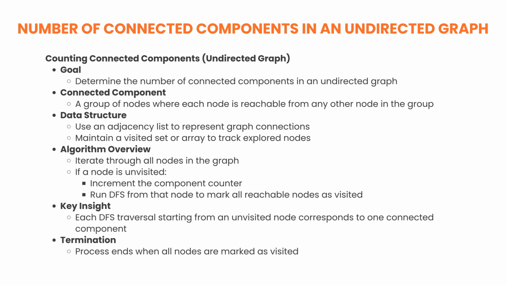The concept discussion. We're counting how many separate groups exist in an undirected graph. A connected component is a set of nodes where every node can reach every other node in that set. The strategy is straightforward. Build an adjacency list, then scan through all nodes. Whenever we find a node we haven't visited, that means we just discovered a new component, so we increment the counter and run a DFS from that node to mark the entire component as visited. Repeat until every node has been visited.